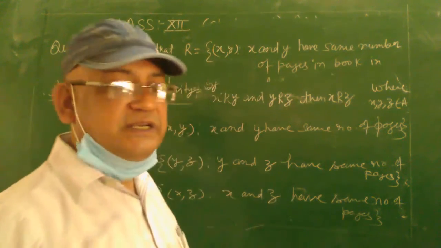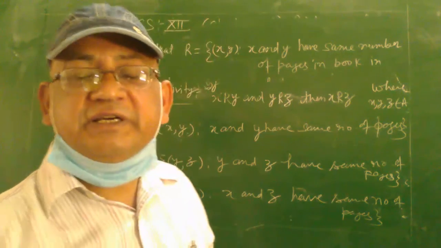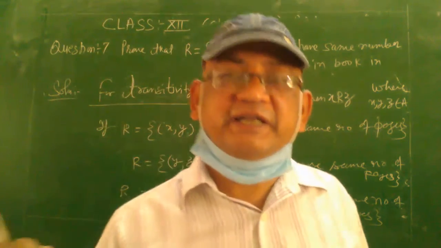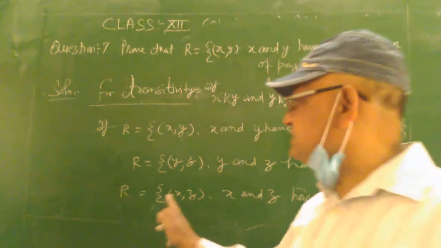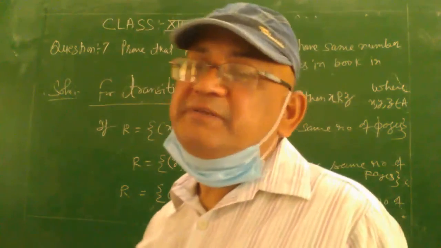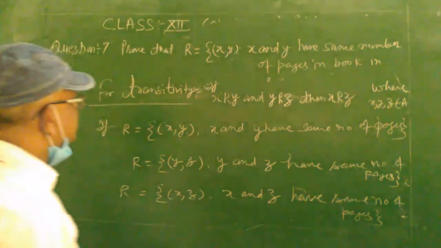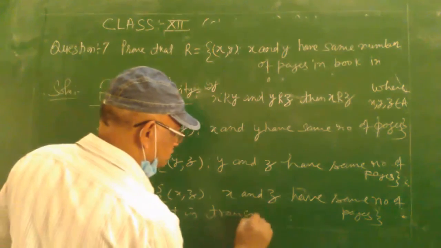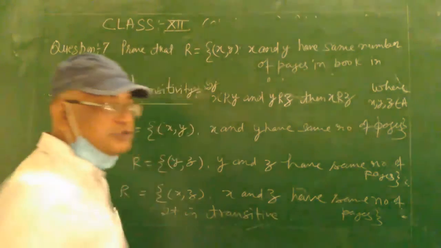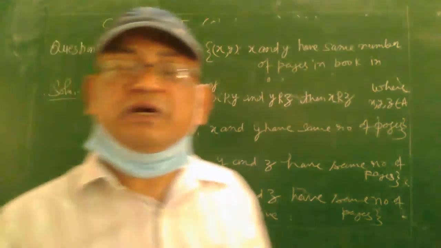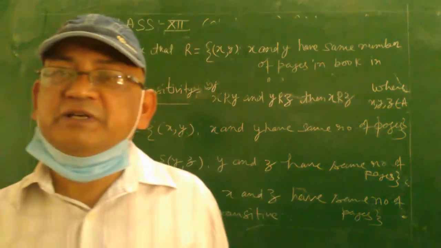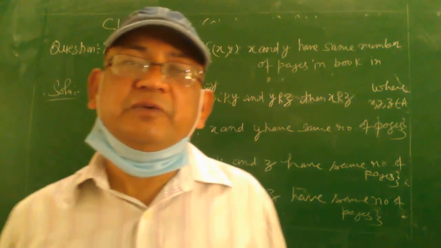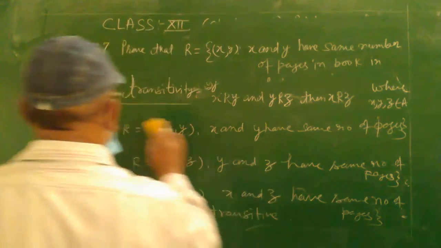So students, it is also a transitive relation, because if x and y have the same number of pages, and y and z have the same number of pages, then x and z have the same number of pages. So it means it is transitive. Students, as I told you previously, if a relation is symmetric, reflexive as well as transitive, then it is known as an equivalence relation. So you must write this at the end.